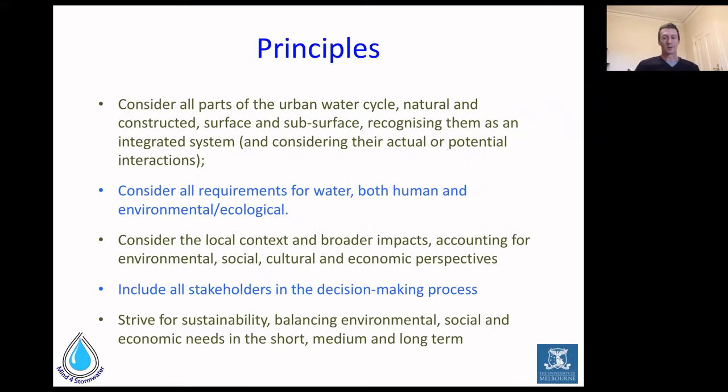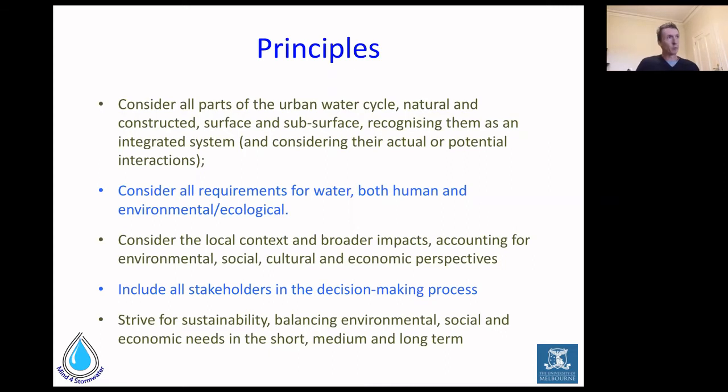Consider the local context and the broader impacts, accounting for all of the perspectives from cultural, social, environmental. And this is really important. We tend to, in the past, I suppose, rely on fairly standardized approaches, standard drawings, etc. And whilst that can still be helpful in water sensitive urban design approaches, we need to understand that we have to make something work in the local environment.